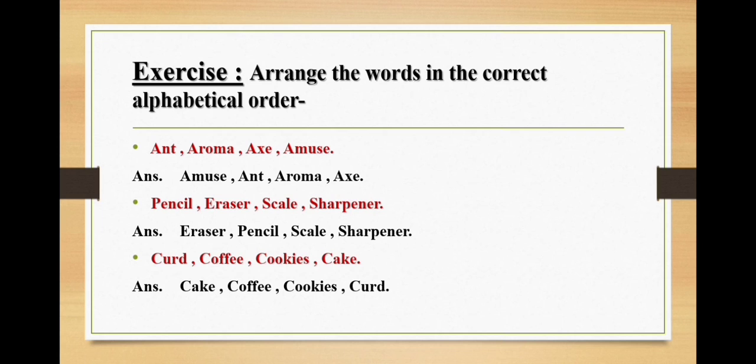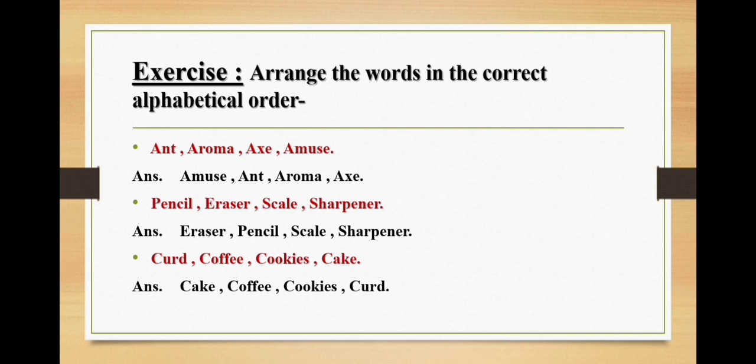Now here is one exercise for you all. Arrange the words in the correct alphabetical order. First one is ant, aroma, axe, amuse. So here we can see that in all four words, the first letter is the same, that is A. So as per the rules, we will see the second letter.